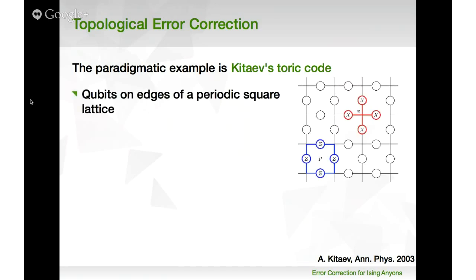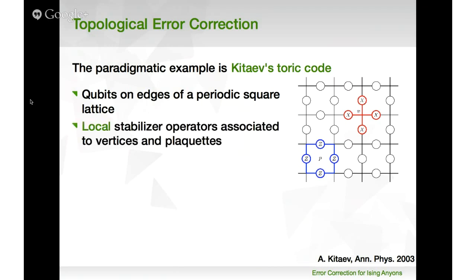We have a square lattice, so we have n qubits, and the qubits are located on the edges of a square lattice, and we put periodic boundary conditions. And then for every little feature, either vertex or plaquette, on this square lattice, we associate a stabilizer with the neighbors of that vertex or plaquette. As you can see in the drawing, for every vertex V, we associate the product of sigma X around that vertex. And for every plaquette, we associate the product of sigma Z around that plaquette.